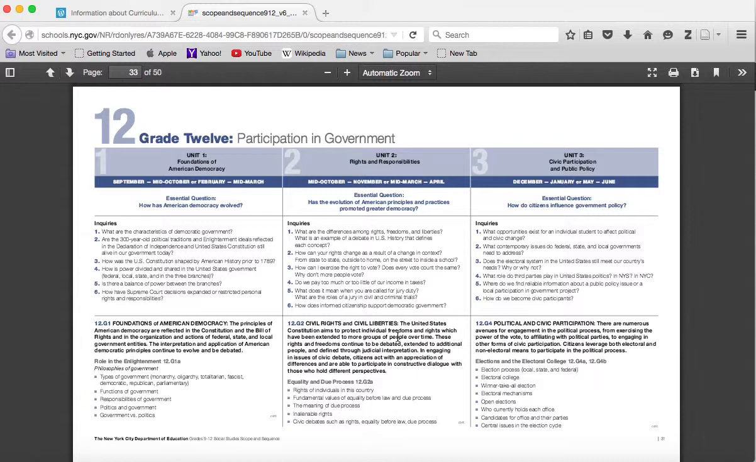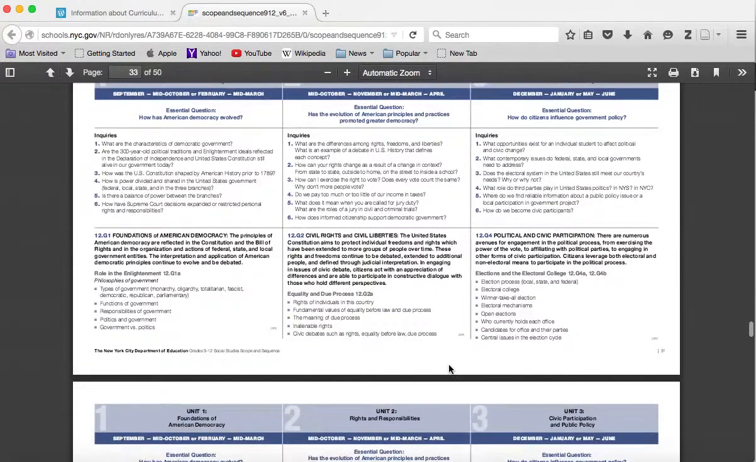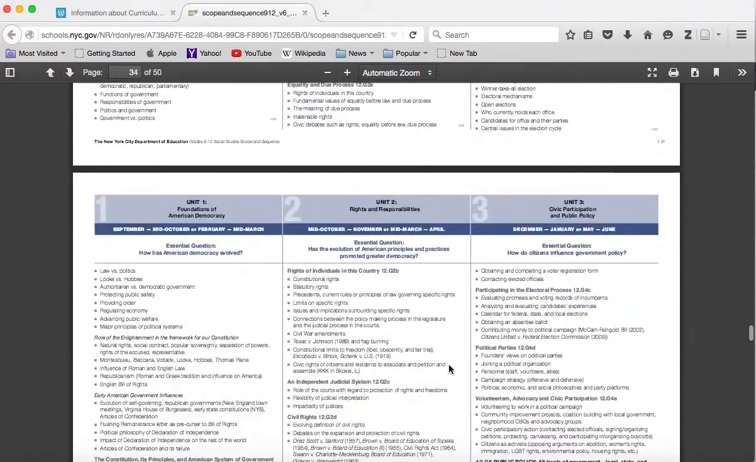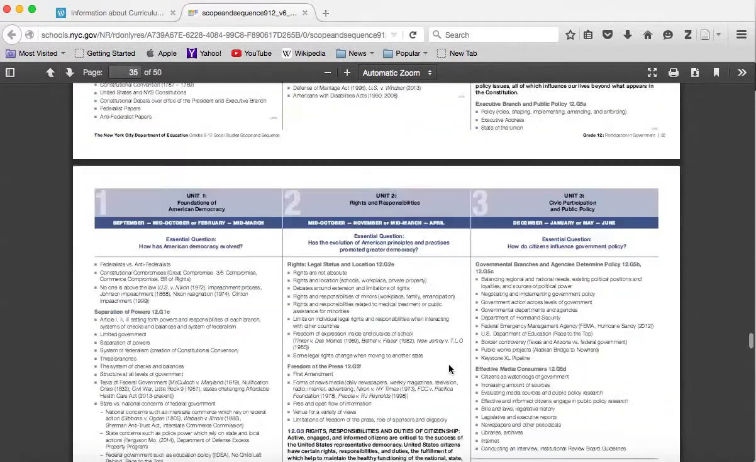This is a half-year course, and so it's obviously a little bit shorter. And then again, it's broken down very similarly with the inquiries, and then each section in the units is broken down.